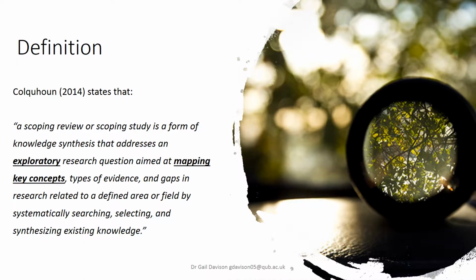Within the literature there are a number of definitions. Colquhoun defines a scoping review as a form of knowledge synthesis that addresses an exploratory research question aimed at mapping key concepts and types of evidence to outline the gaps related to the defined area or field by systematically searching and selecting and synthesizing existing knowledge.